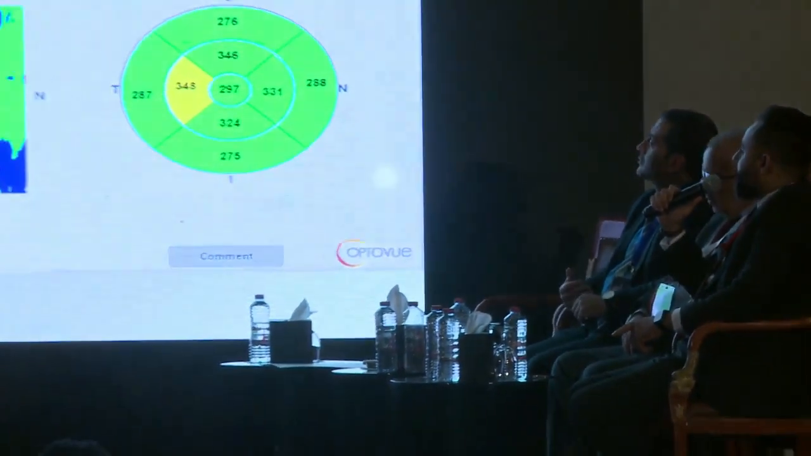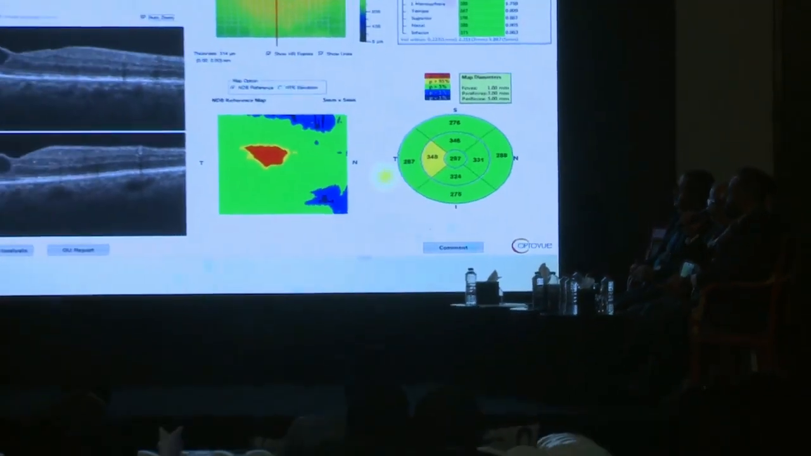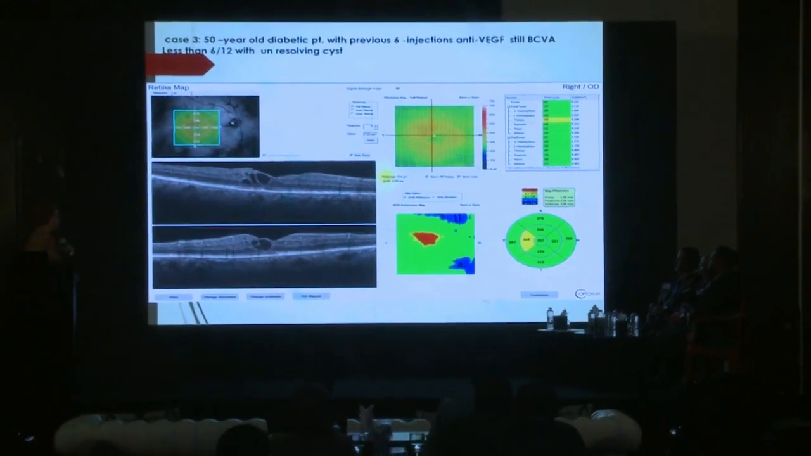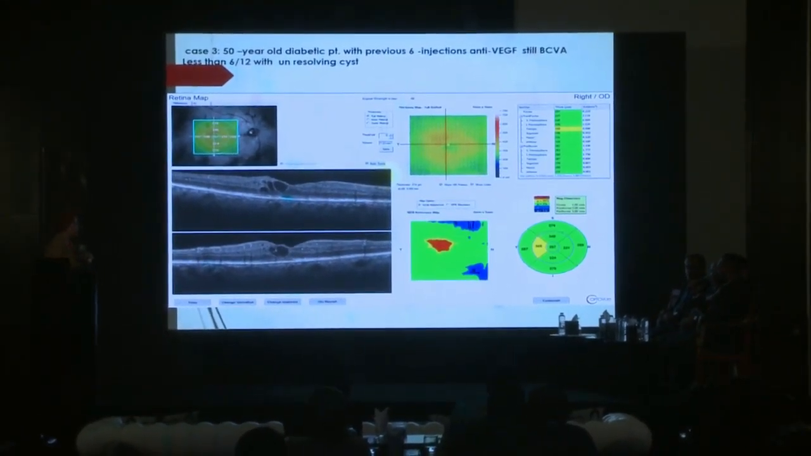Okay. Our third case: a 50-year-old diabetic patient after 6 injections of anti-VEGF, still with best-corrected visual acuity less than 6/12 with an unresolving cyst. Dr. Mohammed Tawfiq, have you faced such an unresolving cyst after treatment? So one sign of chronicity, when we see the cyst, is a sign of a chronic disease, as Dr. Hassan said. And we say that it's responsible for poor visual acuity, even if this patient has improved. So which anti-VEGF did the patient use?